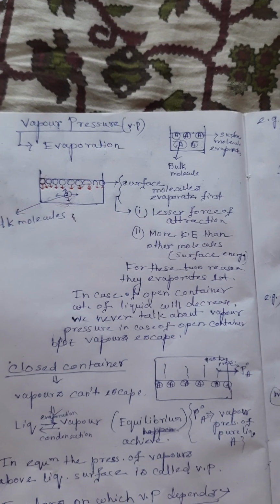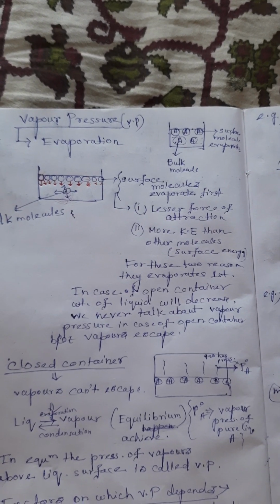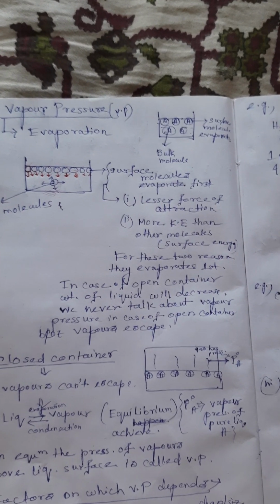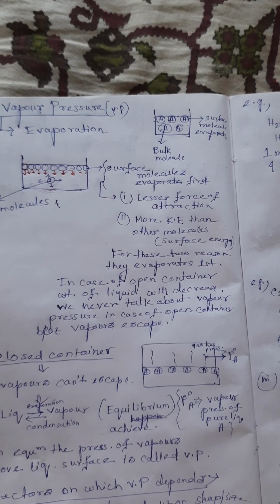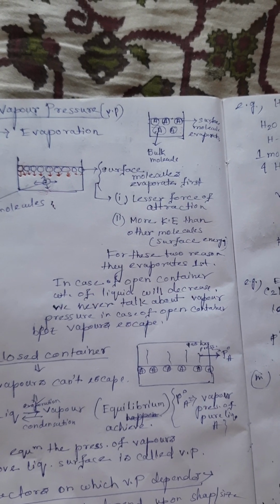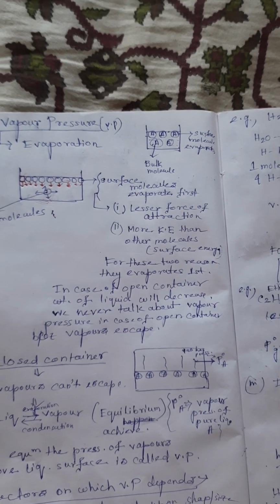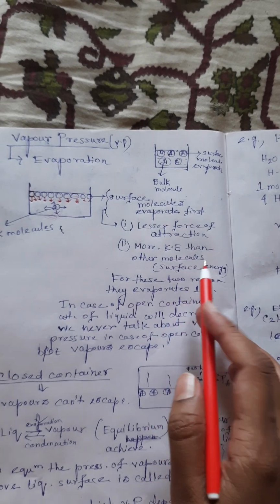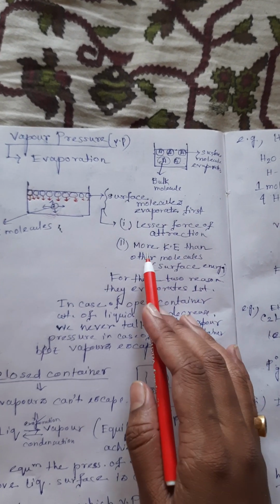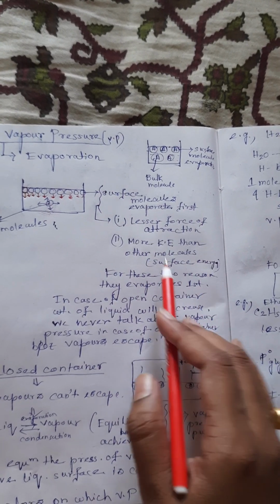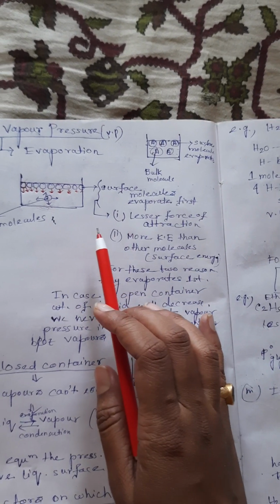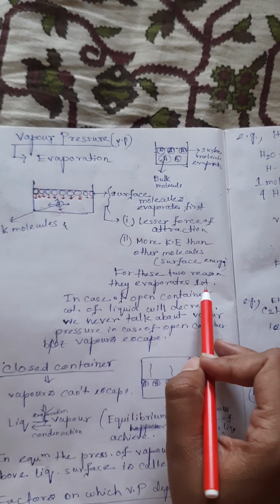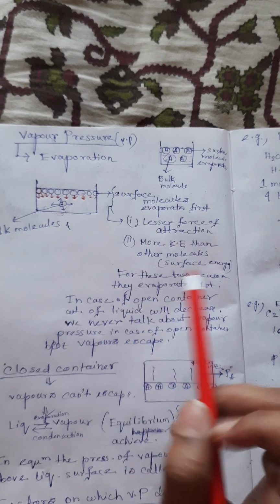That means in case of surface molecules, they evaporate first. Why? The first reason is lesser force of attraction, and the second reason is more kinetic energy than the other molecules. Is this clear? Surface molecules have more kinetic energy than the other molecules. Kinetic energy means surface energy. Is this clear? For these two reasons, surface molecules evaporate first.